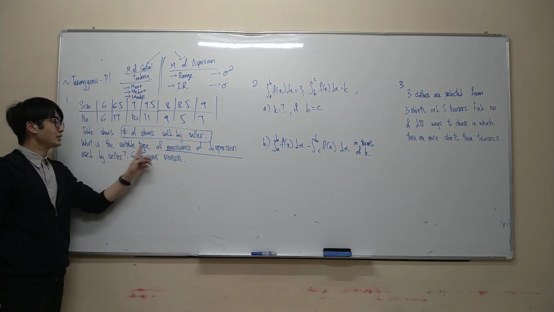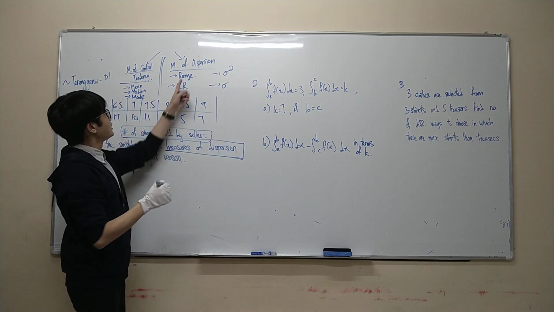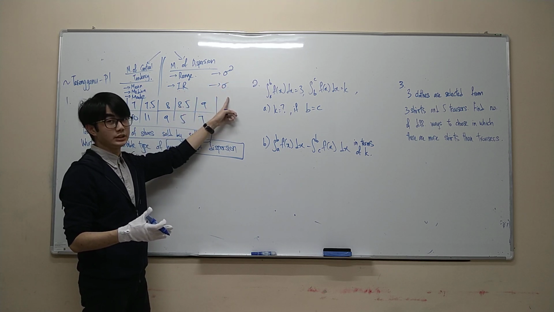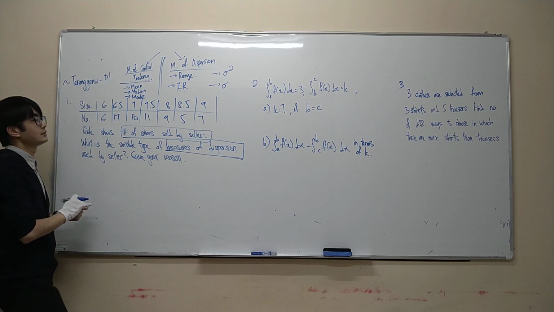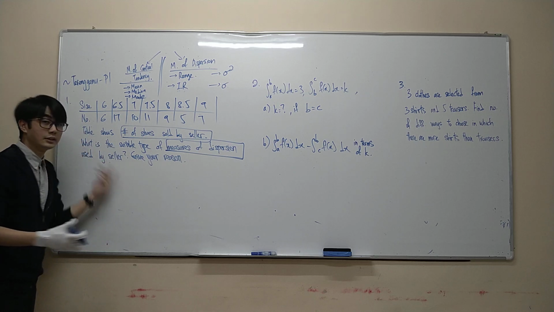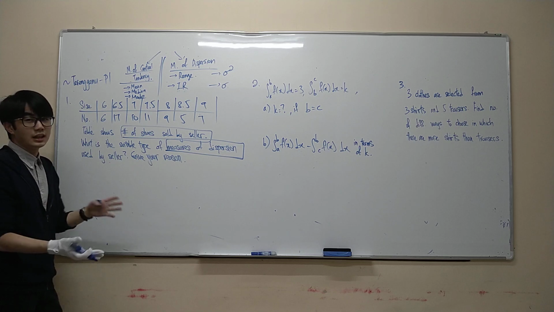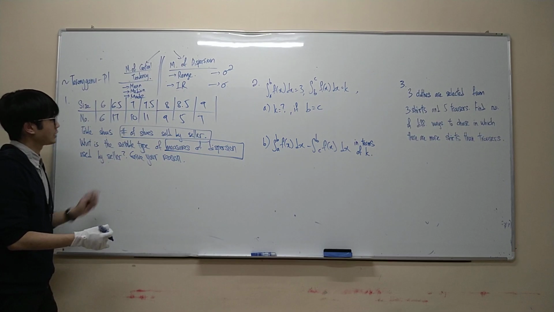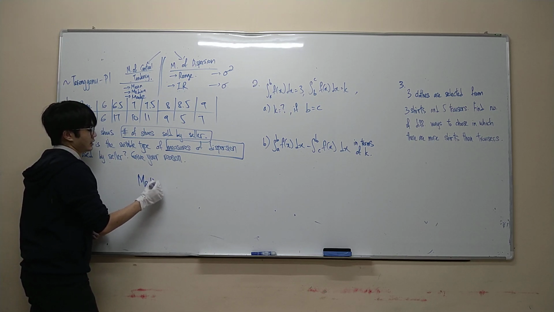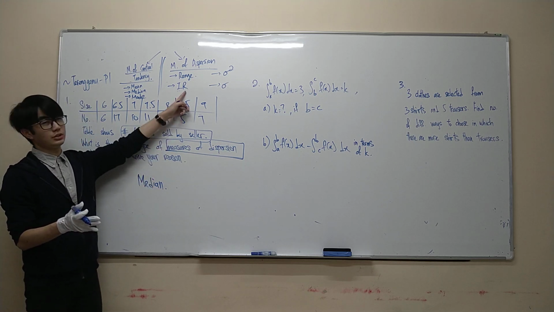They say what is the suitable type of measures of dispersion used by the seller? So the measure of dispersion here means range, or interquartile range, or variance, or standard deviation. But if you look at the schema jawaban, because after I did this question by myself, I checked my answer in the back, and I saw the answer in the schema jawaban is median. Now median is not a measure of dispersion.